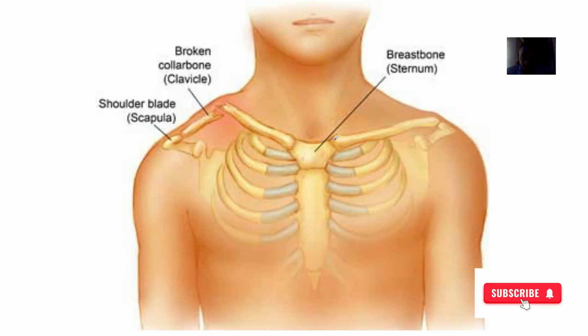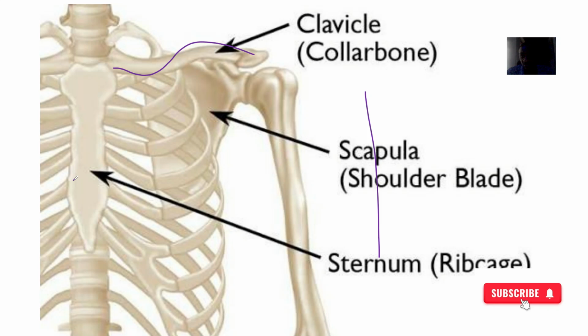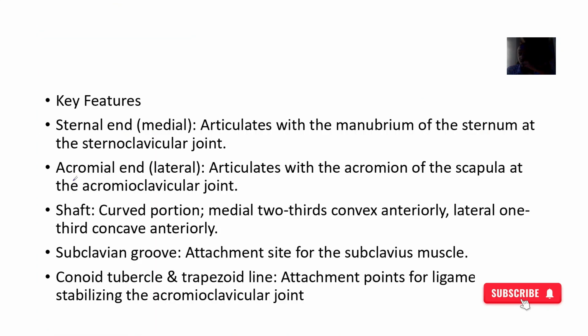So this is a clavicle, and basically you could actually see this. The key features are the sternal end, which articulates with the manubrium of the sternum at the sternoclavicular joint. We have the acromial end. Not labeled here, but we'll have a special lecture which will talk about the key features. We have the shaft, which is the curved portion. We have the subclavian groove, which is the attachment site for the subclavius muscle. We have the conoid tubercle and the trapezoid line, which are attachment points for ligaments, also stabilizing the acromioclavicular joint.